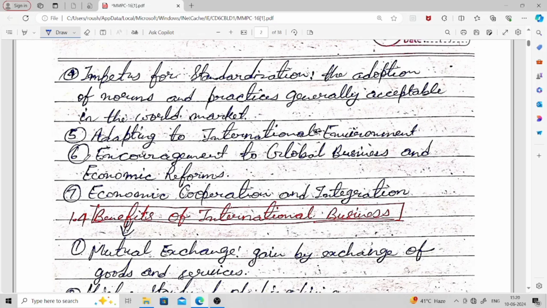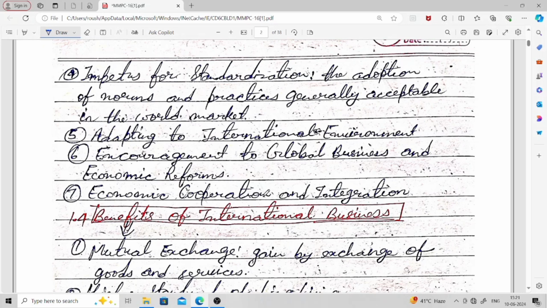Now the sixth given is encouragement to global business and economic reforms. That is the result of international business. And then the seventh importance given here is economic cooperation and integration. Due to international business, different countries and the firms in different countries cooperate with each other, so that they all can benefit from each other.